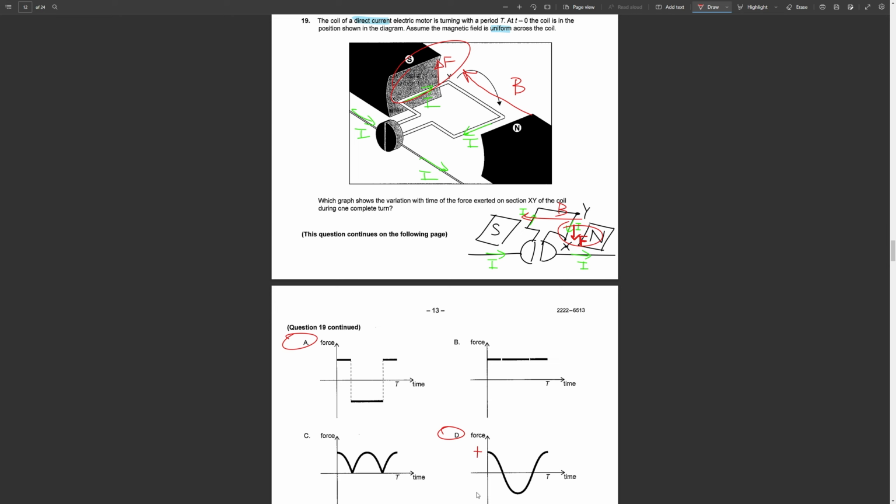We have positive force and negative force. Next one is the magnitude of the force. The magnitude of the force is determined by this equation, F equals BIL sine theta. B is unchanged, I is unchanged, L is unchanged, and even the angle theta, which is the angle between B and I, is still unchanged. So the magnitude of the force is constant as long as it's inside a uniform magnetic field. The answer should be A.